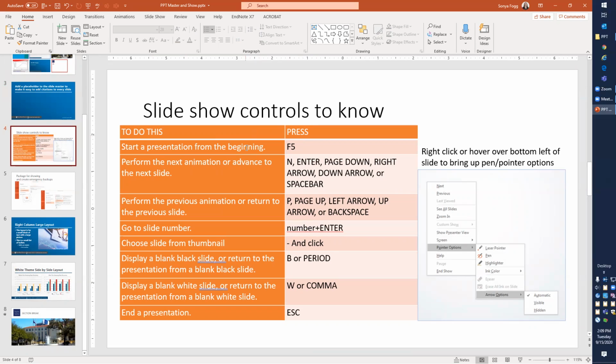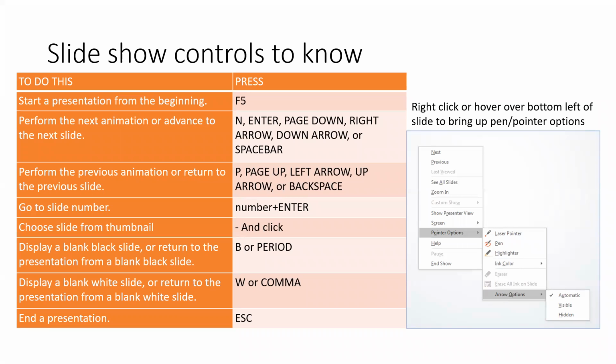You can start your slideshow from here on the top left. It says start from beginning, which is F5, so you see that here. Or you can start from this current slide, which is the one down here at the bottom, start from current slide. So that's that one. And then to advance, you can do any one of these.